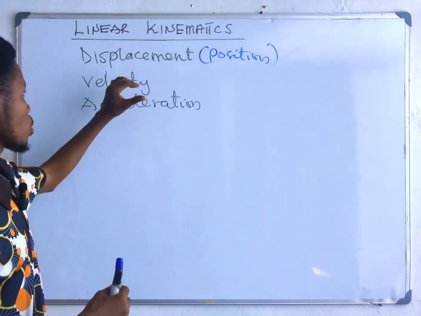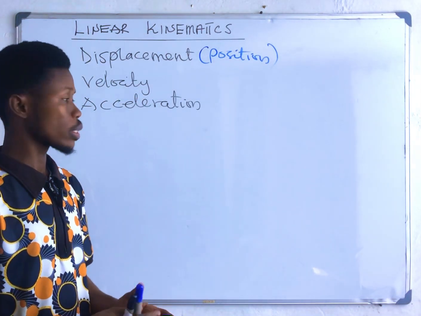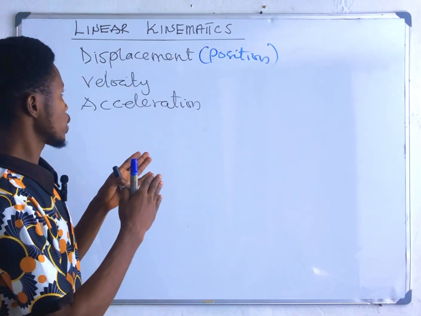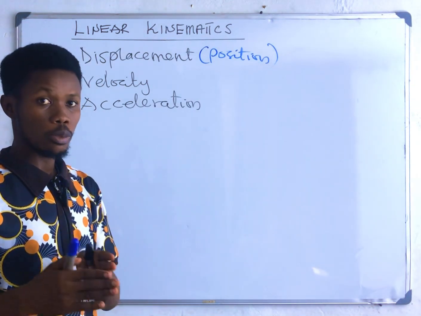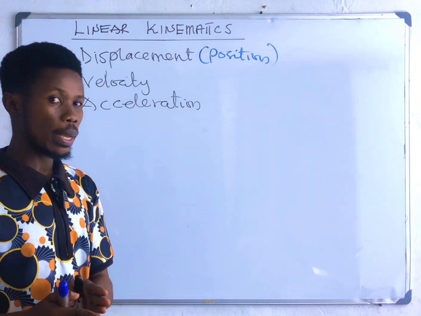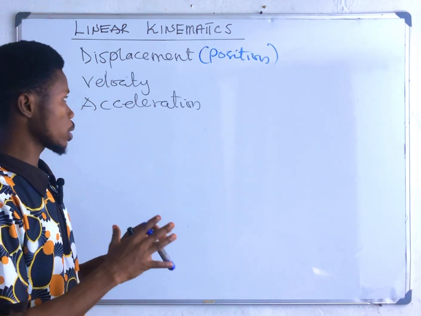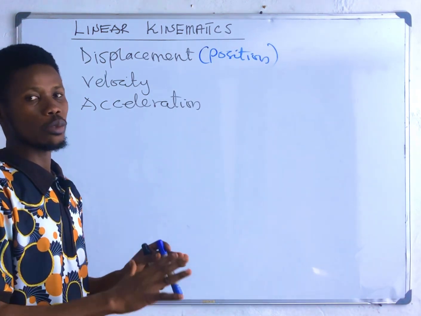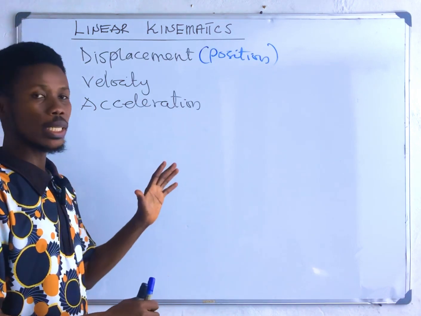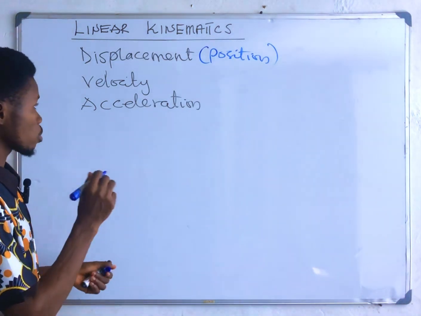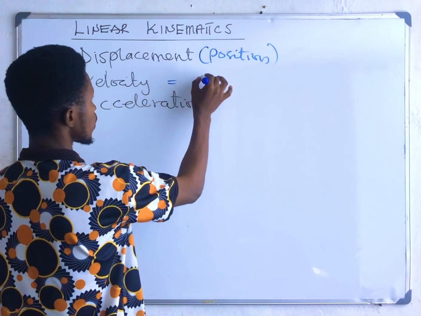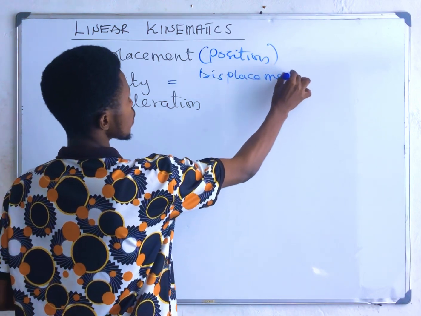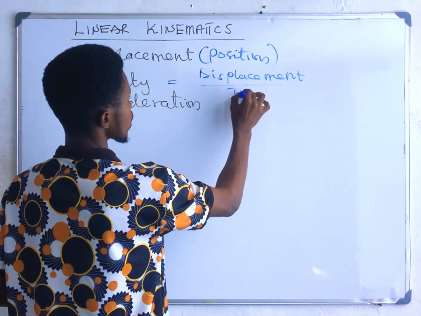Good. Now, you also have velocity. In fact, velocity is the displacement with respect to time, or the position with respect to time. Is that okay? I don't want to say the distance with respect to time. No. Speed is distance with respect to time, but velocity is displacement with respect to time. So we are saying that velocity is what? Displacement with respect to what? Time.